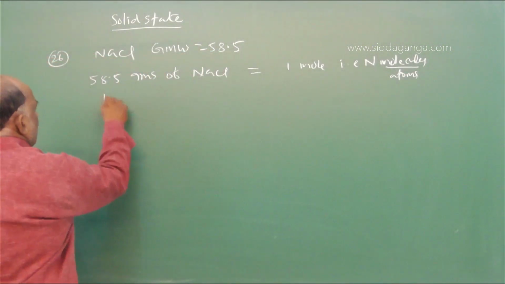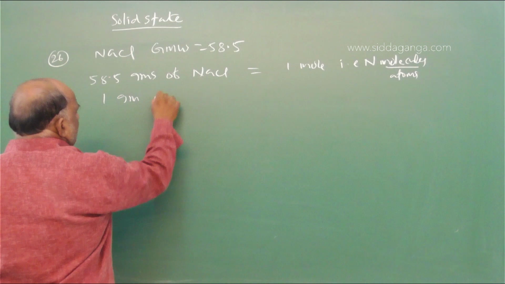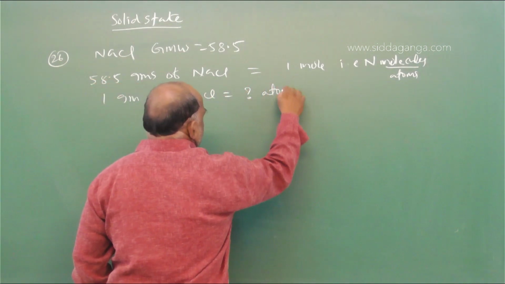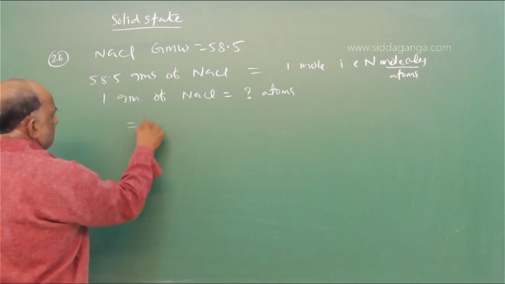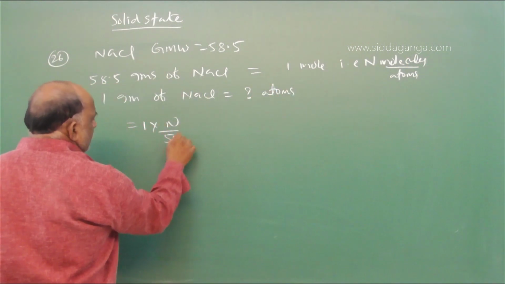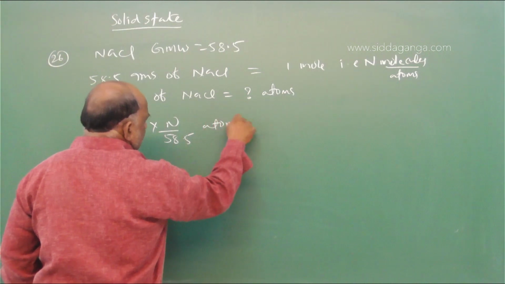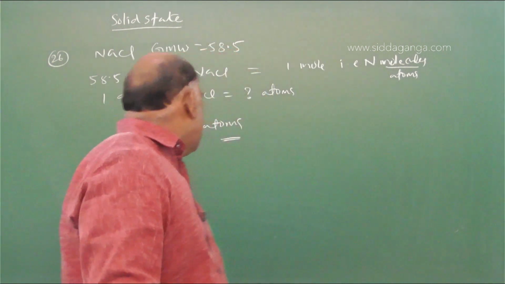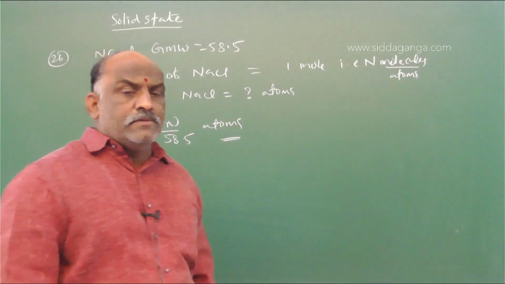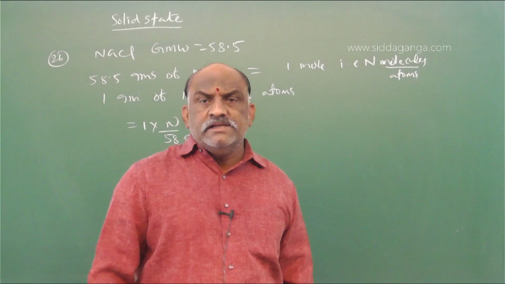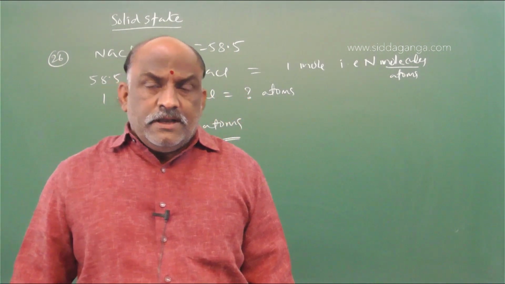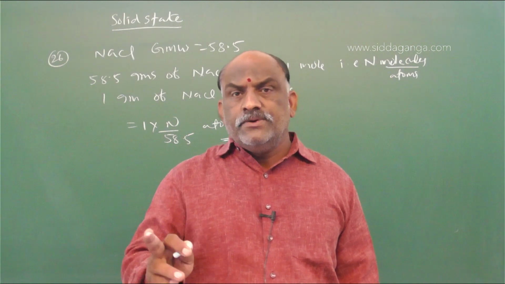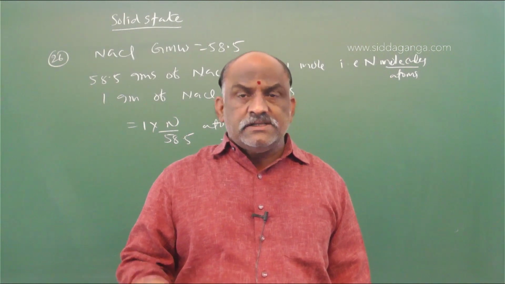So 1 gram of sodium chloride is equal to how many atoms? That is equal to 1 into N by 58.5 atoms. We know that sodium chloride is FCC. In FCC, number of atoms is equal to 4. 4 atoms are considered as 1 unit cell.